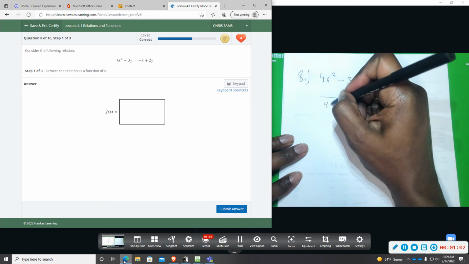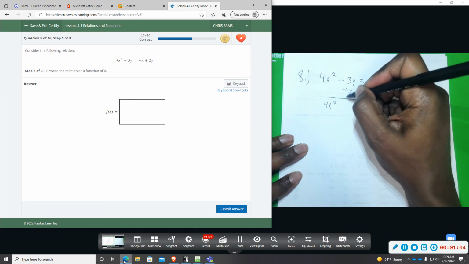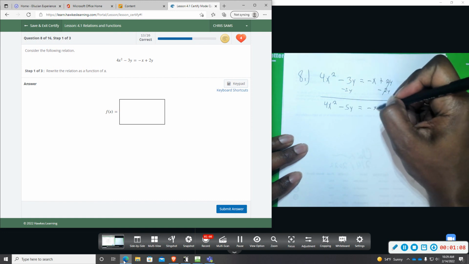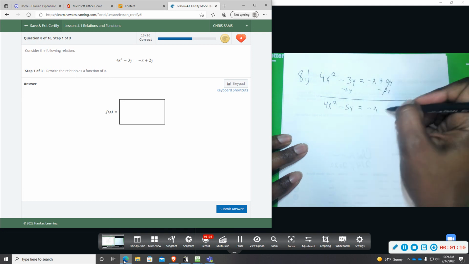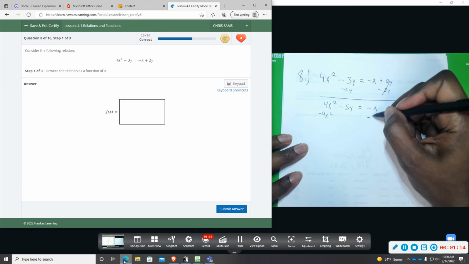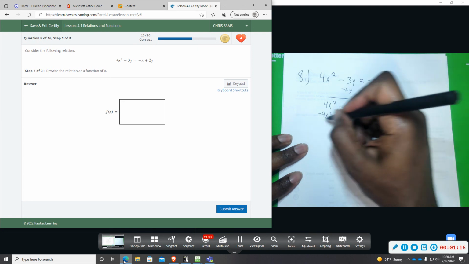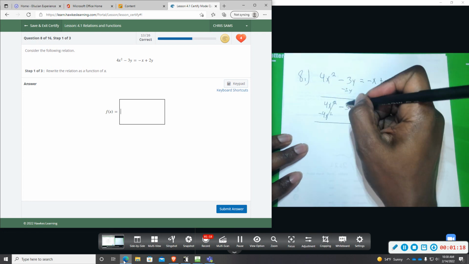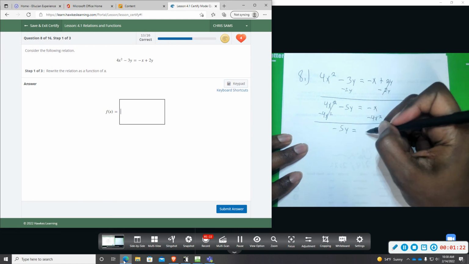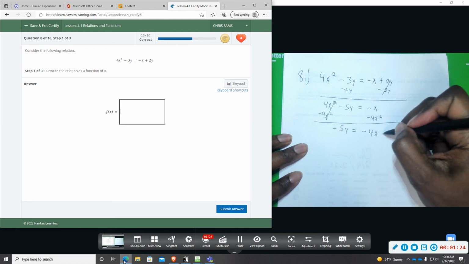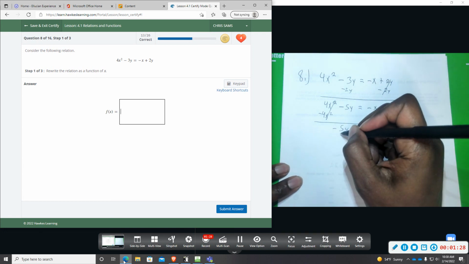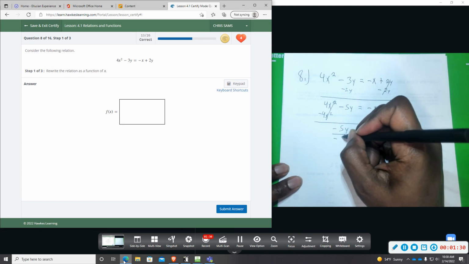Bring down the 4x squared. This will be a minus 5y now, equals negative x. I'm now going to move the 4x squared over by subtracting 4x squared from both sides. That will go to 0. Bring down the negative 5y equals negative 4x squared minus x. And then we're going to divide by negative 5.